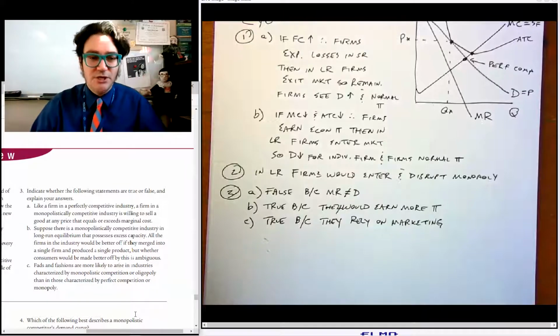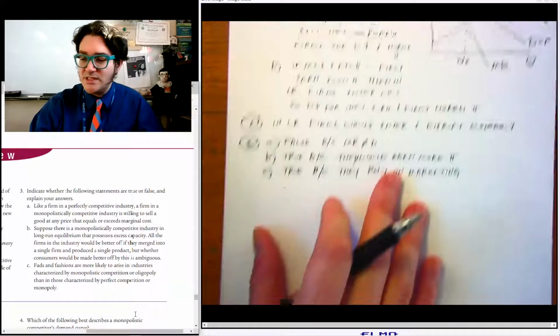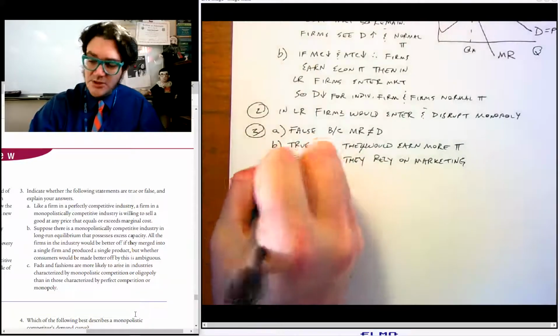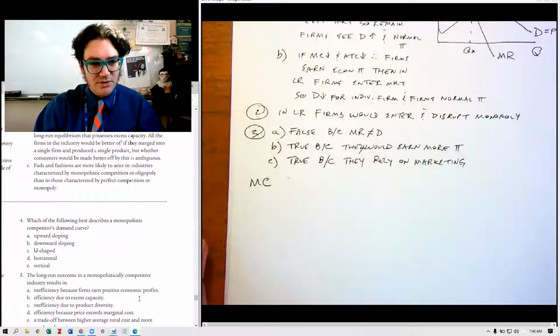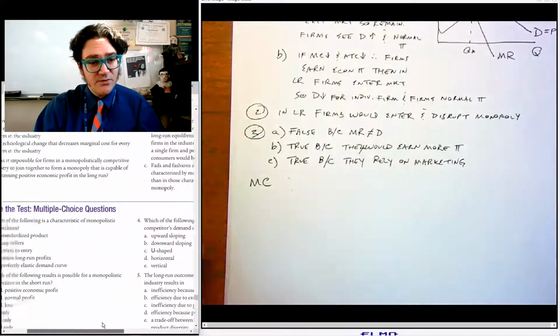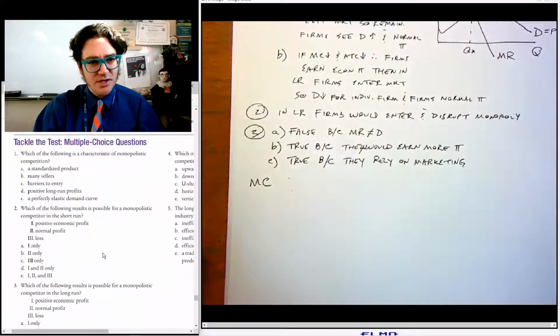But marketing is what generally creates fads and fashions, and so we see that happen in these others. Let's take a look at the multiple choice questions. I know you're not going to have a quiz on these, but it is helpful for thinking through how the book talks about questions.